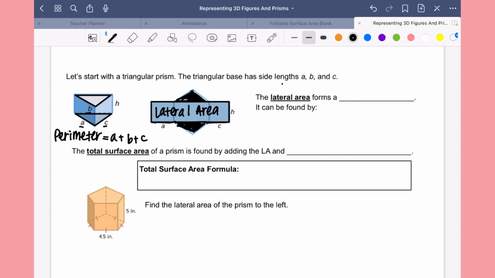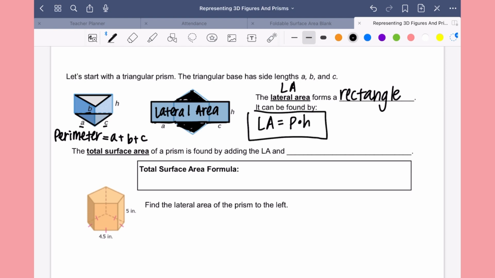So the lateral area forms a rectangle. We just saw it right there. It forms a rectangle, and this is the formula for it. So here's our first formula. All of these shapes are going to have different formulas. So lateral area equals perimeter times the height of my prism. So this is the first formula we're looking at. And then just remember that capital P stands for perimeter of the base. Perimeter of the base. Okay?